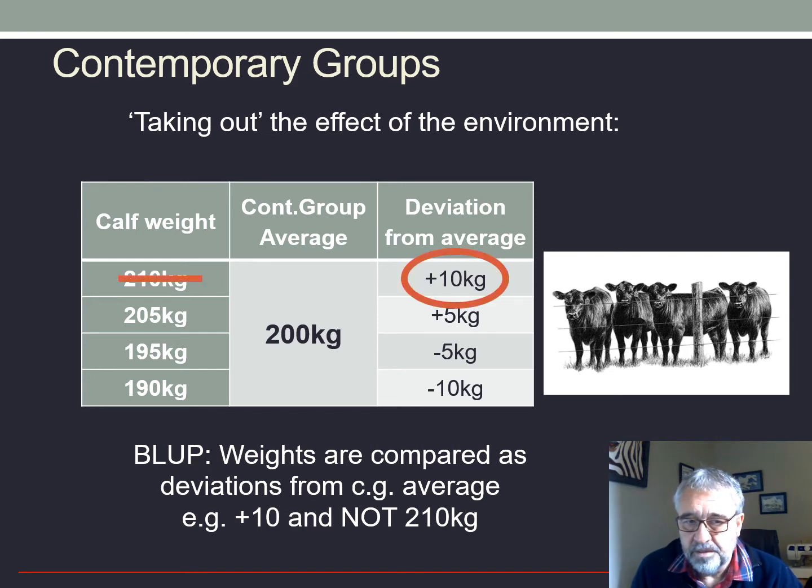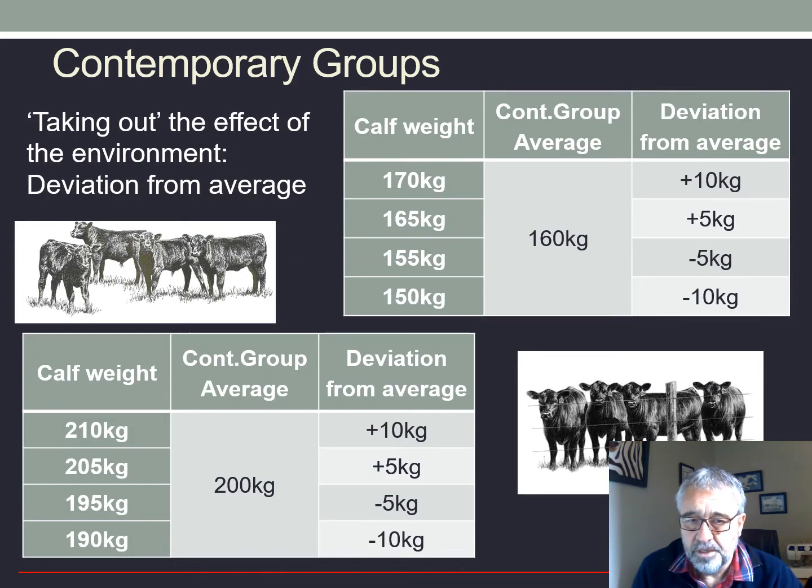So that those values are being used and not the actual weight. Okay, so by doing that, the environmental effect is basically taken out or considered. So here's the example we just looked at: an average of 200 kilos on a different farm or in a different year. You will see the 4 calves are also being weighed for weaning.